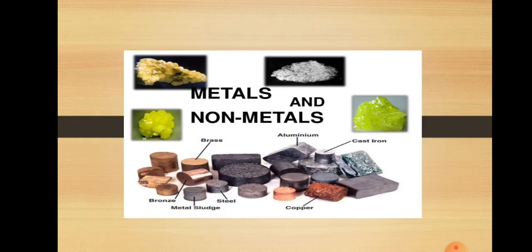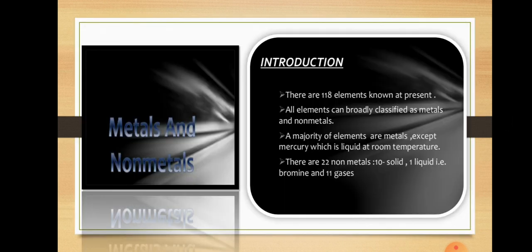Metals and non-metals. Elements can be sorted into groups according to their properties. Are they dull or shiny? Are they liquid, solid or a gas? Probably the simplest way of classifying elements is by dividing them into metals and non-metals.